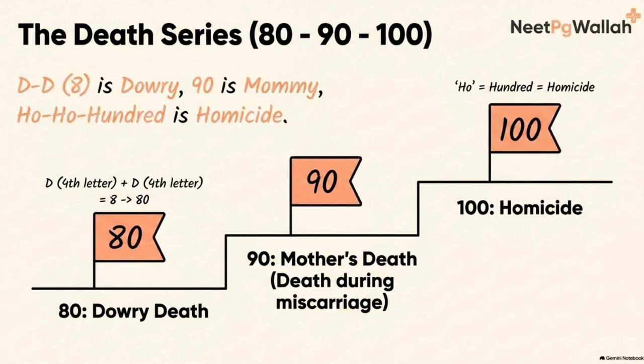Step 2. If it isn't dowry death, you move up to 90. 90 is for the mommy, the mother's death during a miscarriage. And finally, Step 3, we hit 100. Think ho, 100. 100 is your ho for homicide. So it's 80 for dowry, 90 for mother, and 100 for homicide.